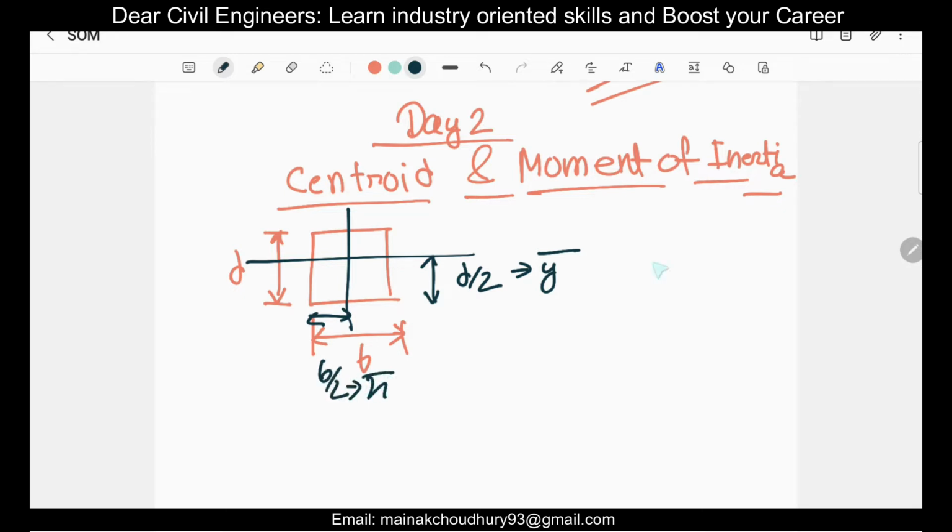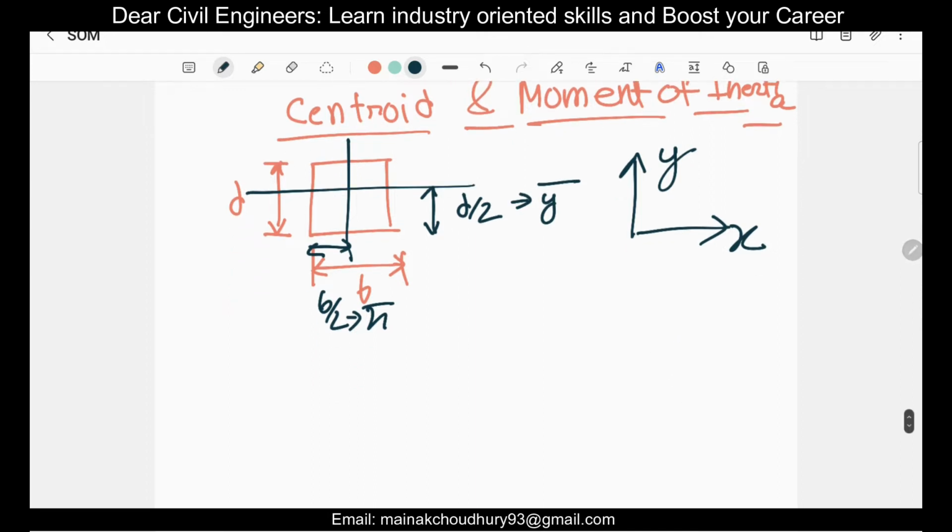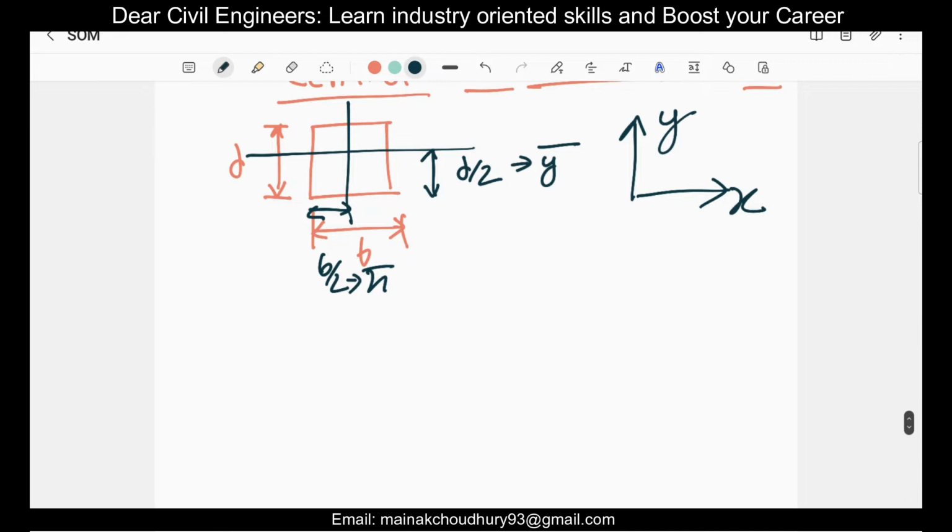So why is this x bar and y bar? Because generally we are taking the axis like this. On this axis we are taking x, and on this axis we are taking y. This is the general convention used in almost all structures. So this is the basic centroid for the rectangle.